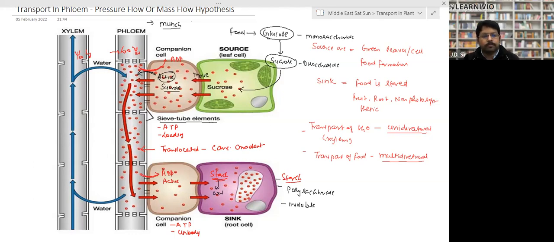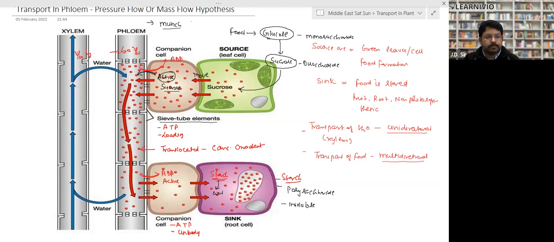Sucrose moves from the source cell to the nearby companion cell in the direction of concentration gradient. Full stop.